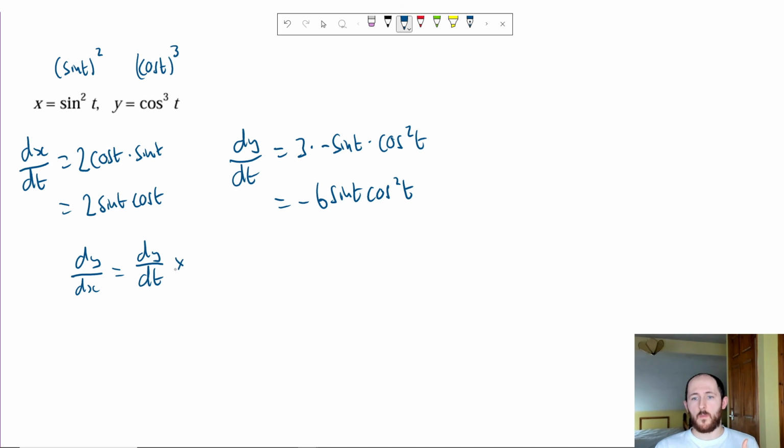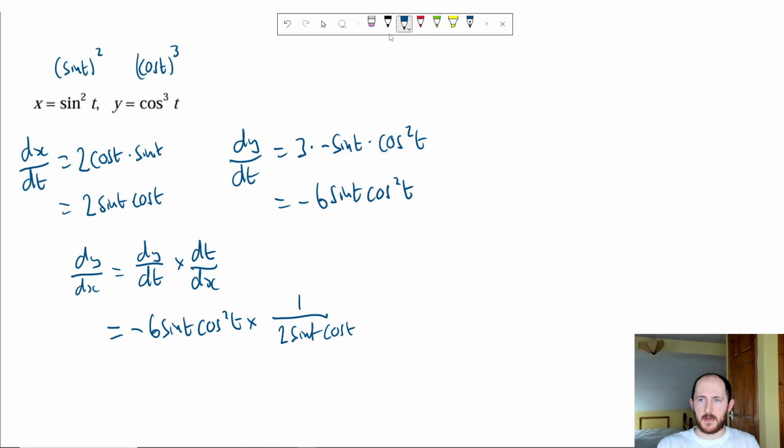So again, what would I times by? Well, I want to cancel out the dt because I have dx on the denominator, so I have to have dt in the numerator, right? It's the only way it can cancel. And because I want dx in the denominator, I must have a dx in the denominator here. So dy by dt is negative 6 sine t cos squared t, and it's multiplied by 1 over all of this. So that's going to be 2 sine t cos t.